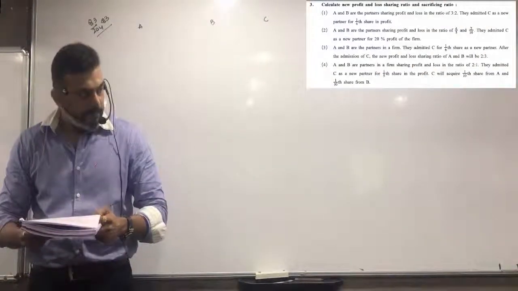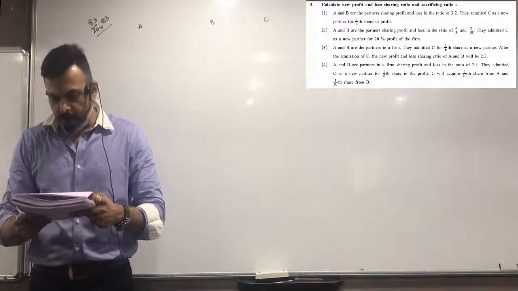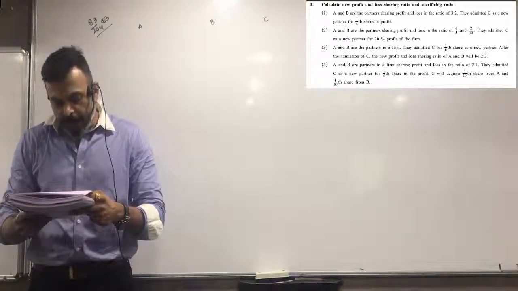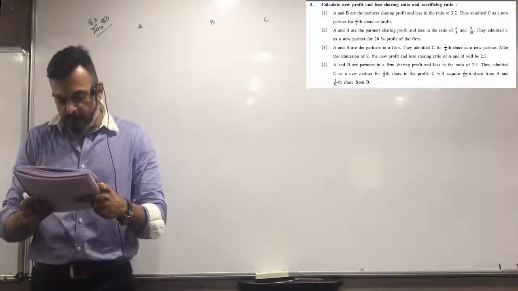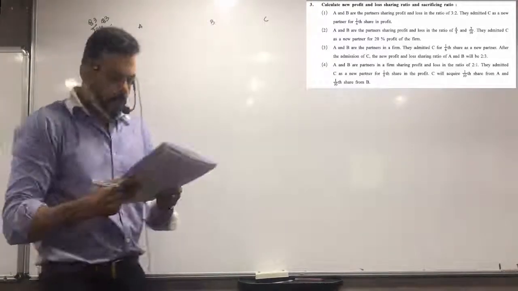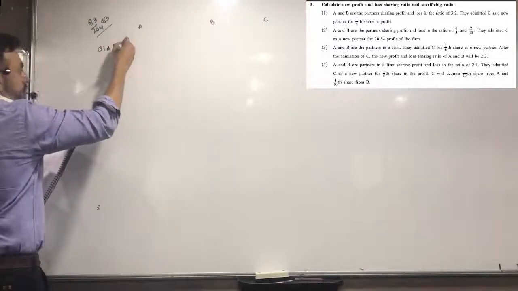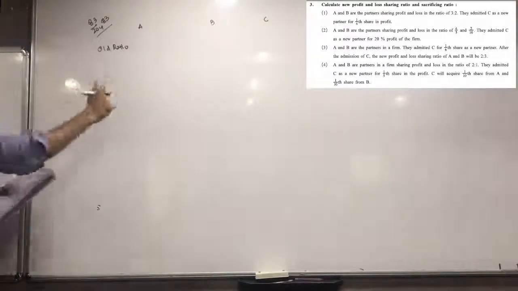A and B are partners in a firm. They admitted C for 1/6 share as a new partner. After admission of C, the new profit and loss sharing ratio of A and B will be 2 is to 3. Now, over here, the old ratio is not given, so we can assume equal or we leave it as it is.